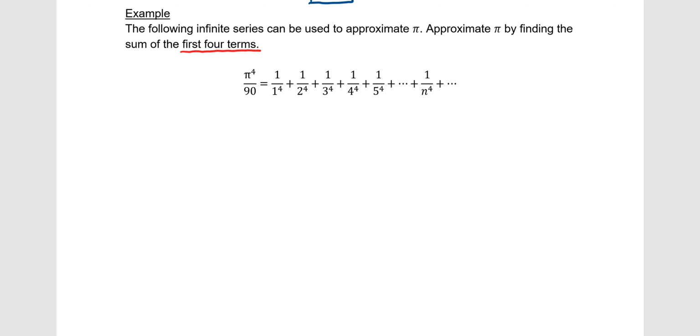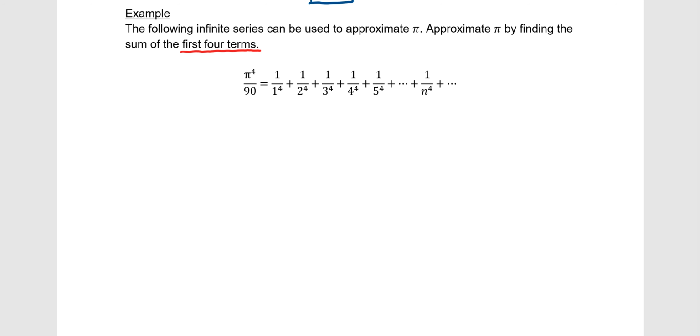Okay, so the expression here, the equation, or the series, says pi to the 4th power over 90 equals 1 over 1 to the 4th plus 1 over 2 to the 4th plus 1 over 3 to the 4th, and so on.